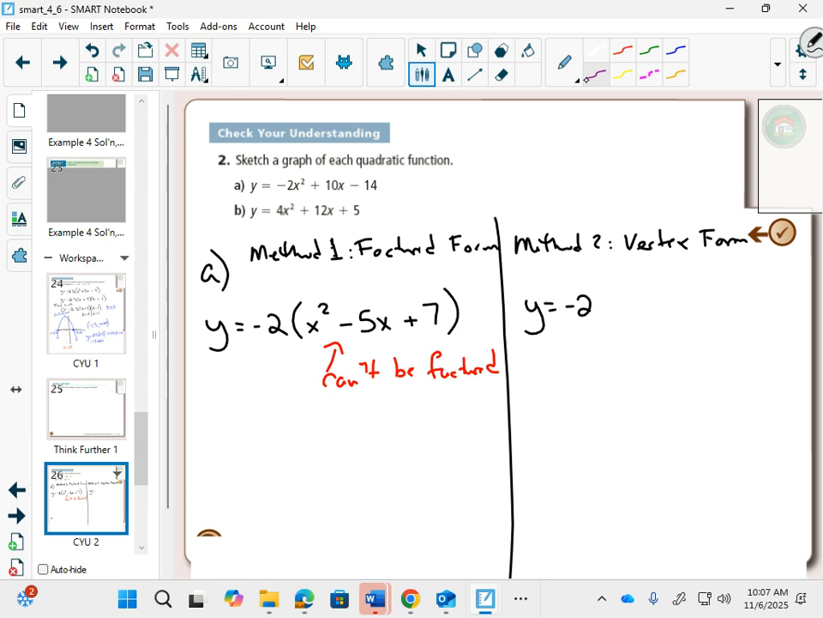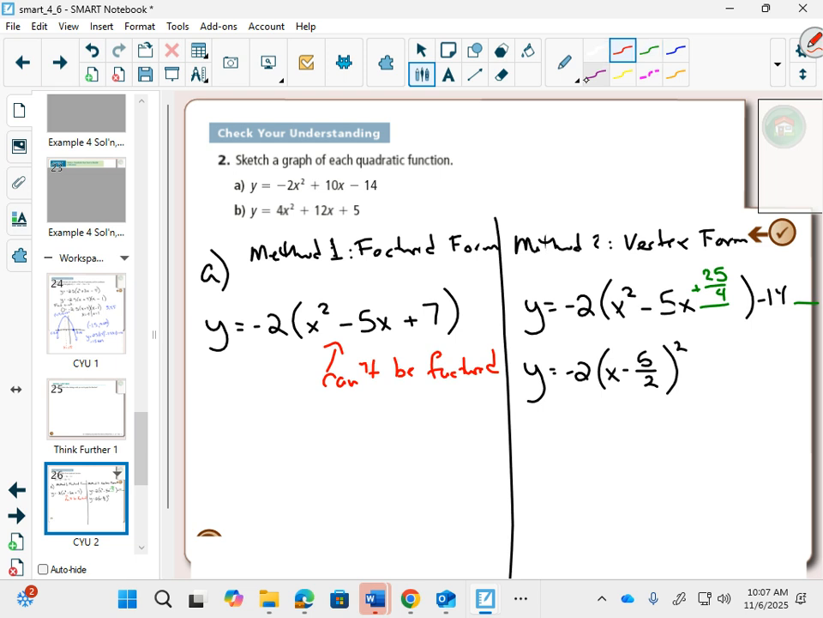I'm going to still take out the -2, but remember in the factored form, you take the -2 out of everything. To change with completing the square, we leave a space. We would only take the -2 out of the first two. Half of 5 is -5 over 2. What would go in the first green space? A plus 25 over 4.